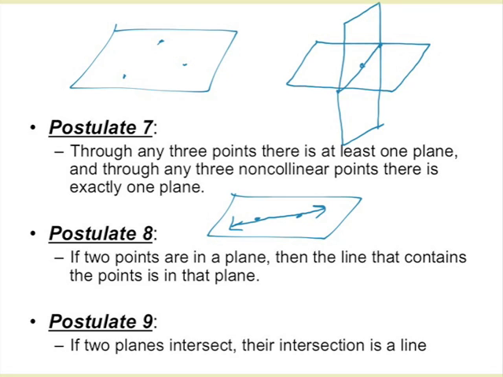Postulate 9 says if 2 planes intersect, their intersection is a line. So that same picture at the top would work for this one as well. When 2 planes intersect, the only way they can meet each other is in a line.